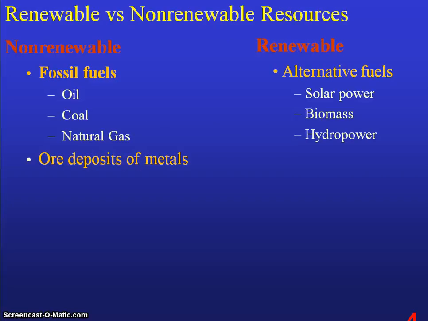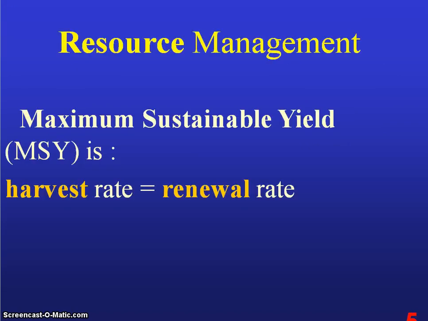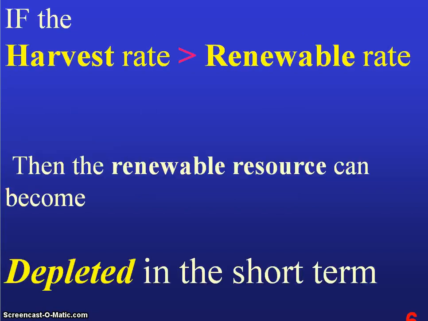Examples of non-renewable resources would be fossil fuels and ore deposits of metals. Alternative fuels are an example of a renewable resource. For resource management, we look at the maximum sustainable yield. We would like the harvest rate to equal the renewal rate. If the harvest rate is greater than the renewable rate, then the resource becomes depleted.